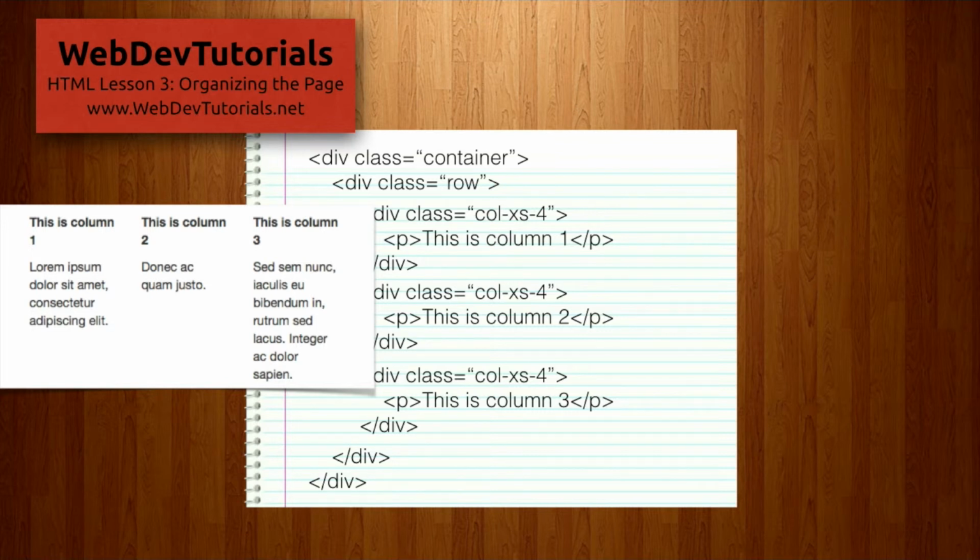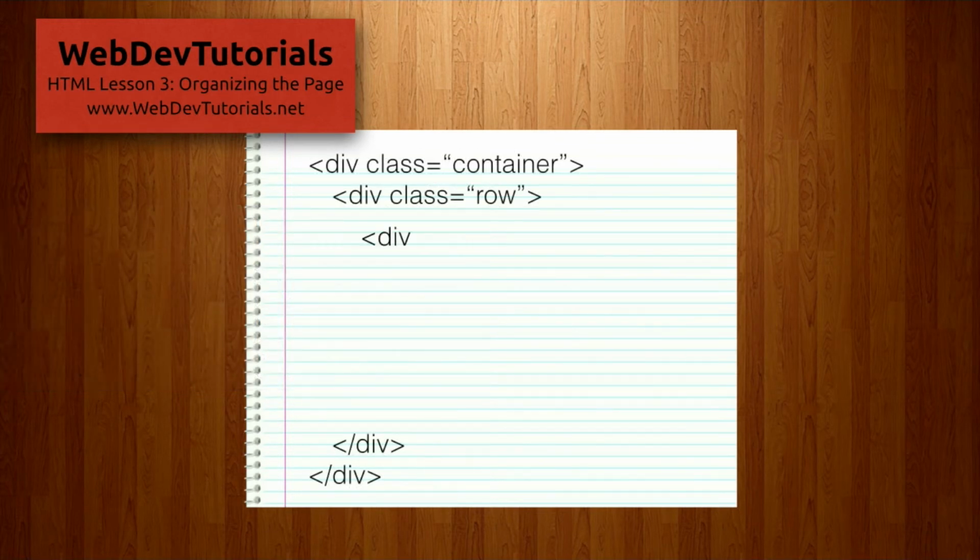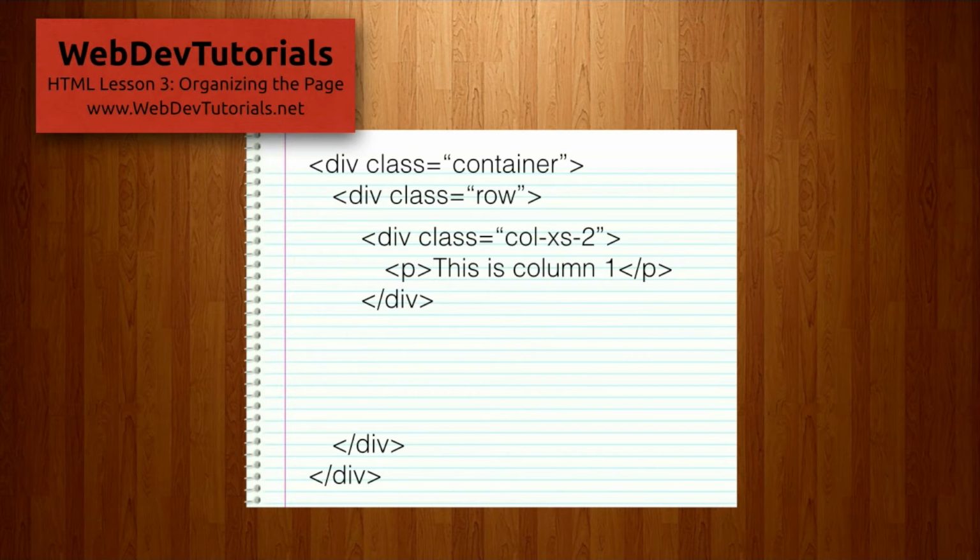In fact, the columns don't have to be the same size. You don't even have to use the entire width of the page. This code will make a column that is 2 units wide, followed by a column that is 5 units wide.